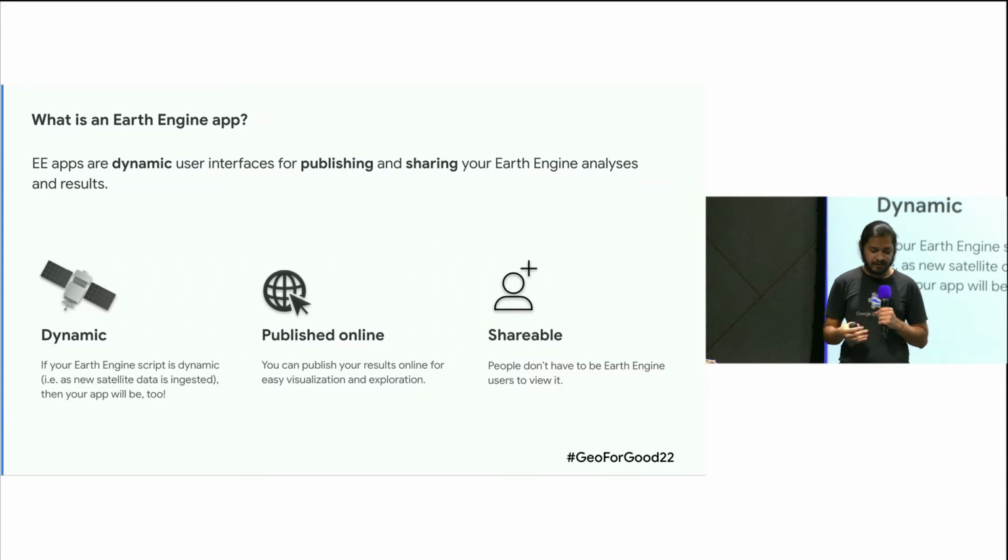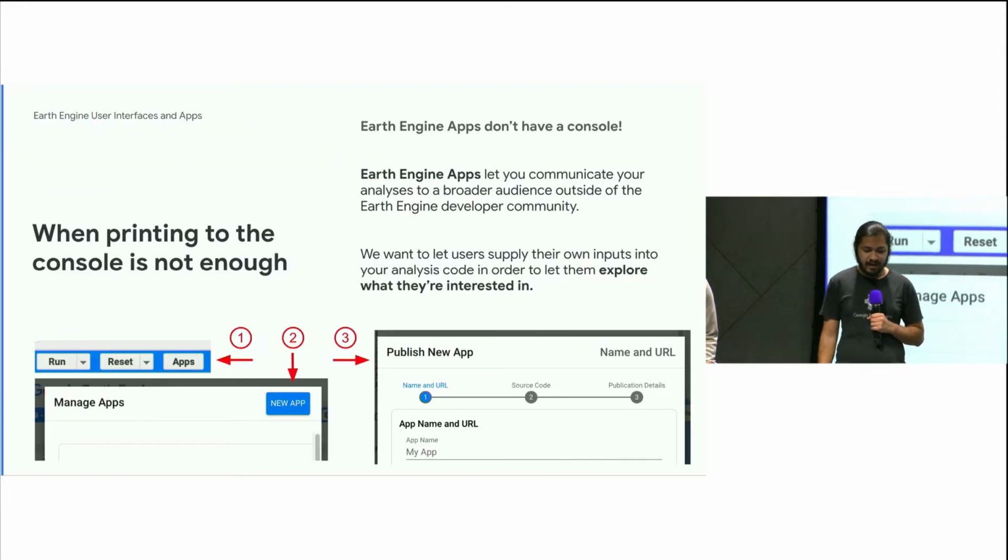Another cool feature to call out is that they're dynamic. If your script is pulling in the latest data, your Earth Engine app is also going to pull in the latest data. It's also shareable, in the sense that you can share the links out, but there's also restricted mode, which lets you supply a Google group and say only these people in the Google group can visit this app. That can help control access. There are a lot of nice use cases. For example, I want to share this app with someone on my team who's not really a coder and let them explore. So really, the point of Earth Engine apps is for when the console is not enough. I know you print everything to the console.